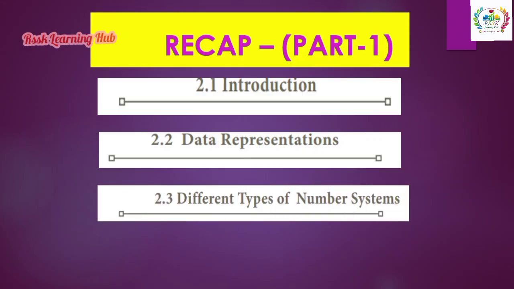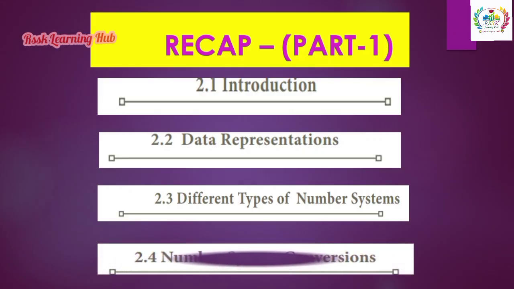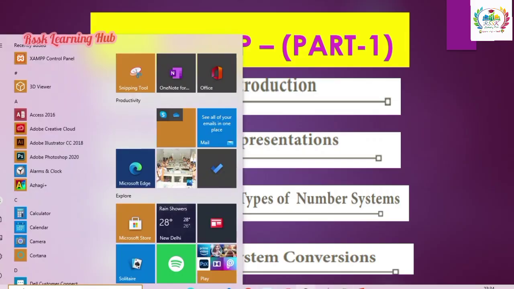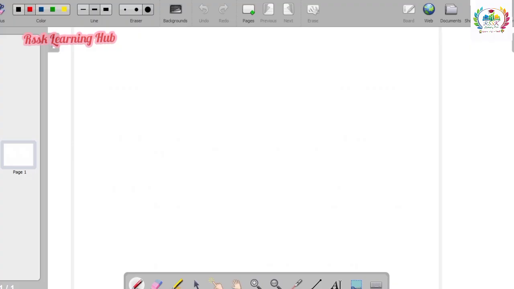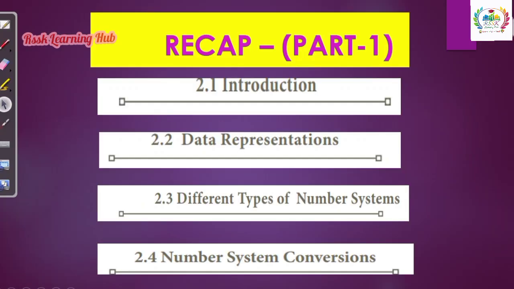Then we saw different types of number system. Under that, mainly we have four number systems. What are those? Decimal, binary, octal and hexadecimal. Then we saw their base values. The base value of decimal is 10, the base value of binary is 2, the base value of octal is 8, and similarly the base value of hexadecimal is 16. So those are all the things we saw.